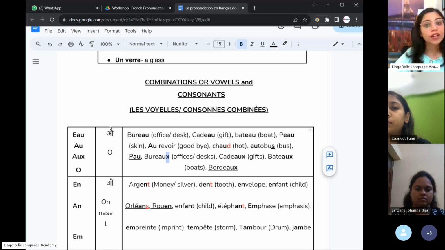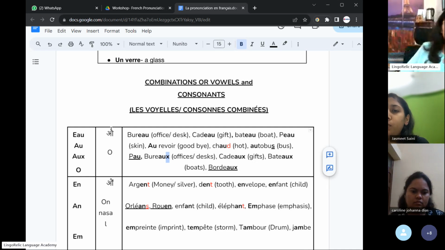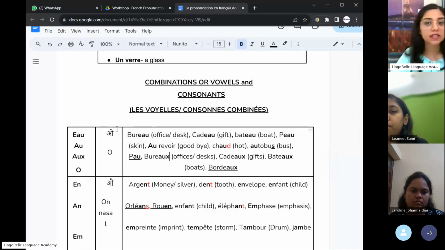Now, for those who are complete beginners and have absolutely no idea of the French language, you will notice that it is through the articles, the possessive adjectives or the demonstrative adjectives that it is determined whether you're saying the singular or the plural form. But for that, you will obviously have to pursue your French course further.